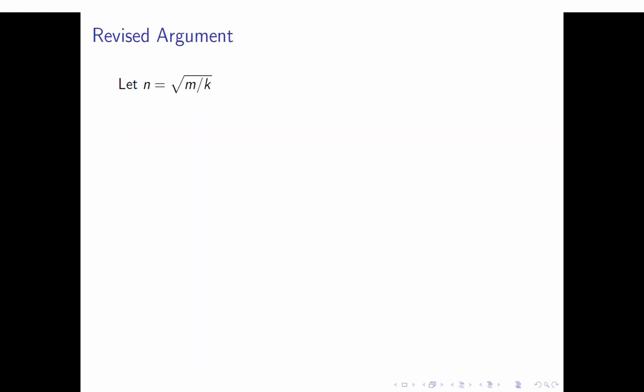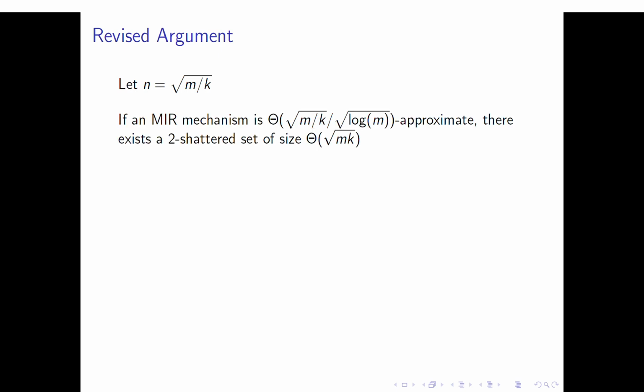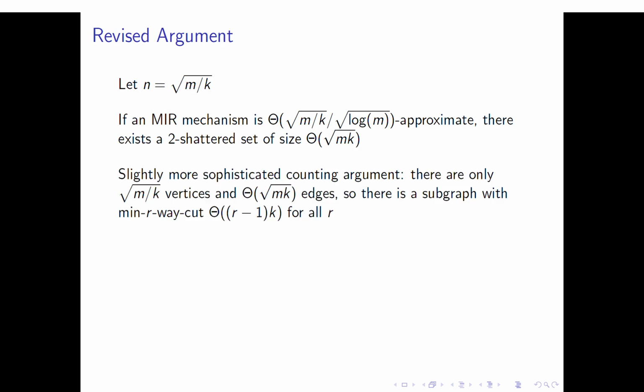So let's try this argument again, and this time we'll set n as root m over k. Then by the same result as before, if an MIR mechanism is root m over k divided by root log m approximate, there exists a two-shattered set of size root m times k. And now what we'll note is that since there are k times as many edges as vertices in the graph, we can find a subgraph where every cut has at least k edges going across it. And we actually need a slightly stronger result that has to do with multi-way cuts, but the details that I've written here aren't too important.